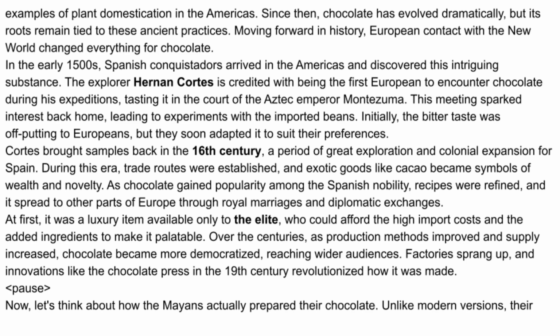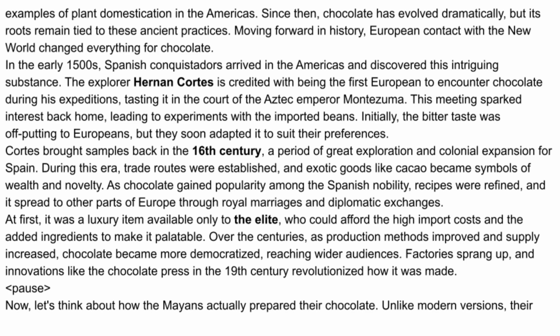Moving forward in history, European contact with the New World changed everything for chocolate. In the early 1500s, Spanish conquistadors arrived in the Americas and discovered this intriguing substance. The explorer, Hernán Cortés, is credited with being the first European to encounter chocolate during his expeditions, tasting it in the court of the Aztec Emperor Montezuma.